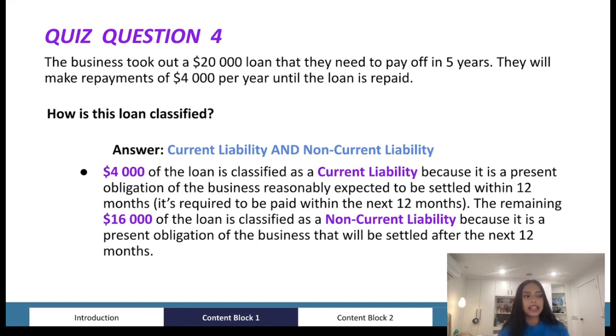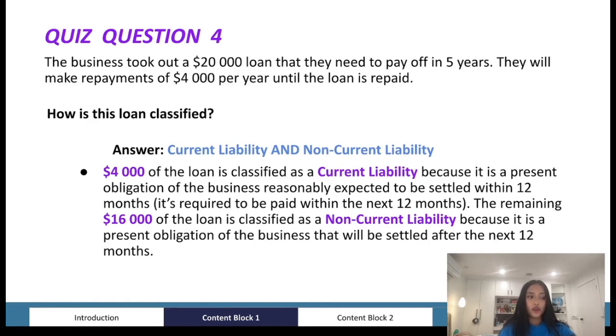And then the remaining $16,000 of the loan is a non-current liability because it will take longer than 12 months for the business to pay it off, and it's not required that they pay it in only 12 months. And you can see in the explanation that both of the terms have been stated and defined. So current liability was stated, current liability was defined, non-current liability was stated, non-current liability was defined.